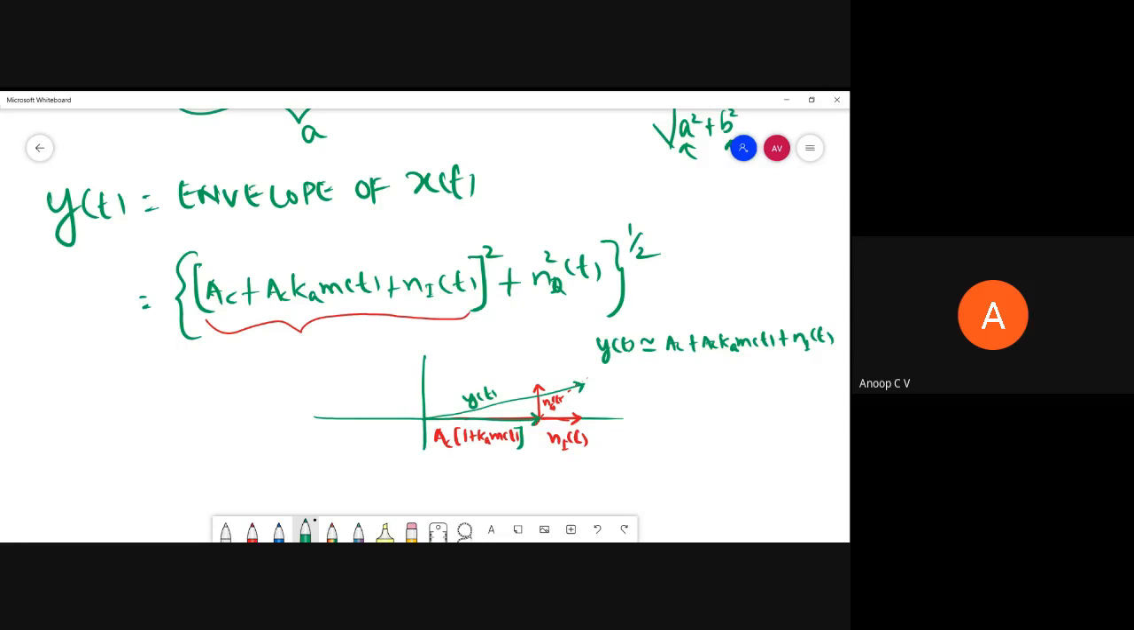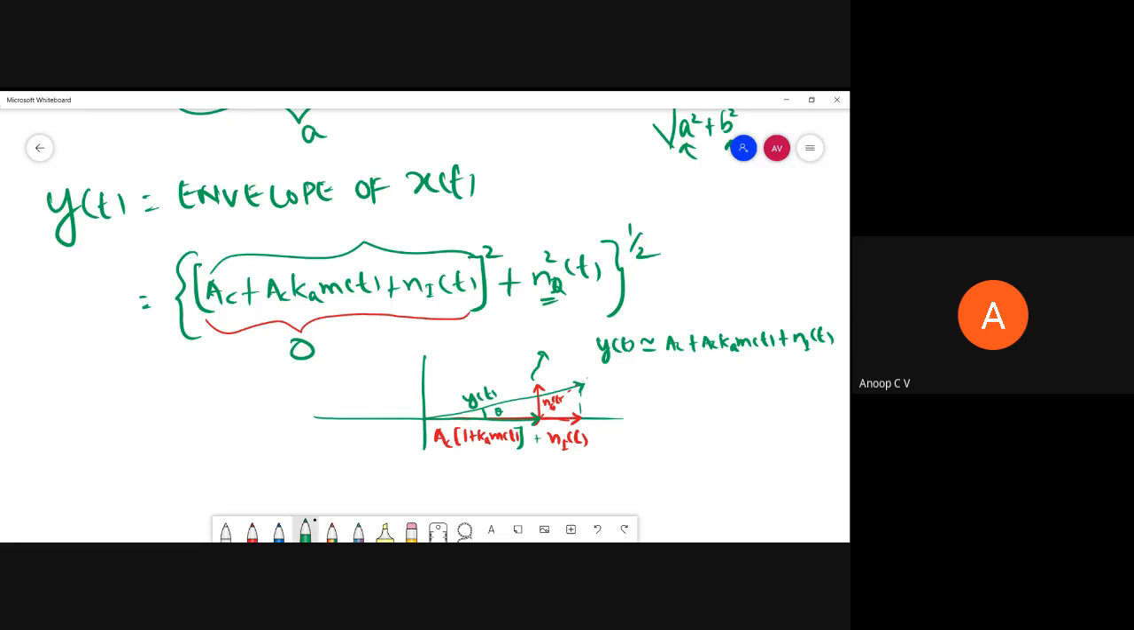As nq of t, the magnitude of nq of t is much less compared to this entire term. What we can do is, this y of t can be approximated as Ac into 1 plus km of t plus ni of t. Or in other words, if the angle here is theta, then Ac into 1 plus km of t plus ni of t is nothing but the horizontal projection of this particular phasor, or the real part of this phasor, right?